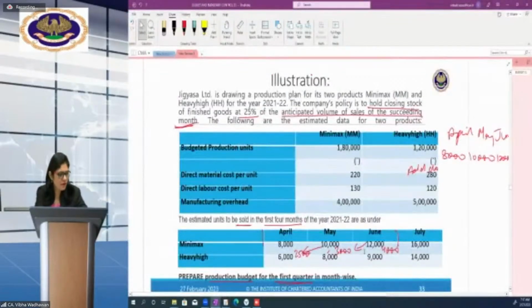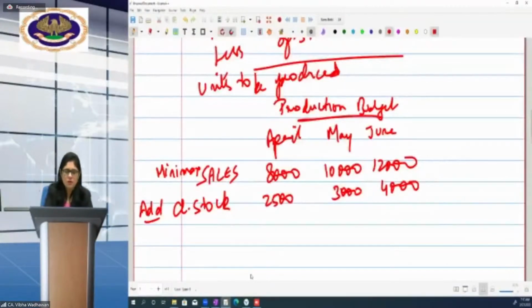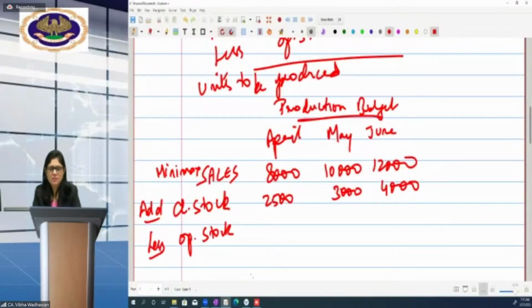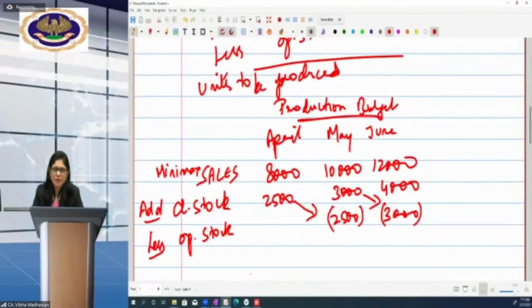Any doubts so far? Yes, 2,500 is the closing of April and also the opening of May. All right. So now we have to see the opening stock. Less opening stock. How will you find the opening stock? Closing stock of April will be the opening stock of May, right? So 2,500 will be the opening stock, and opening stock is a deduction. Closing stock of May will be the opening stock for June. So 3,000. Can anybody tell me the opening stock of April? How should we calculate the opening stock of April?